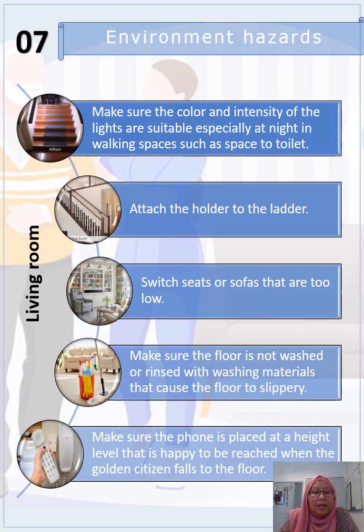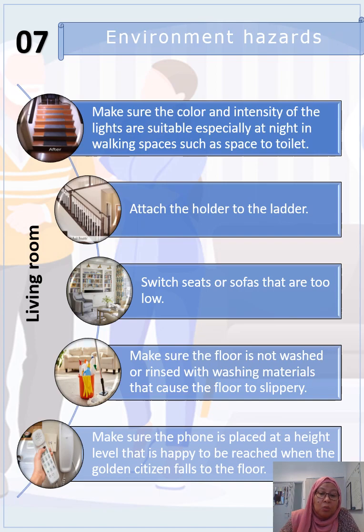Make sure the color and intensity of the lights are suitable, especially at night, in walking spaces such as the way to the toilet. Attach the holder to the ladder. Switch seats or sofas that are too low, as it makes it difficult for them to sit down and get up, and especially when they try to get up, they can't balance their body and they might fall.